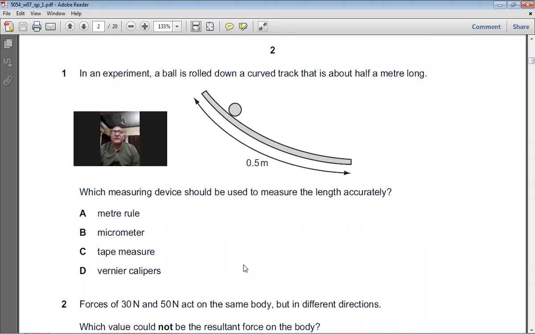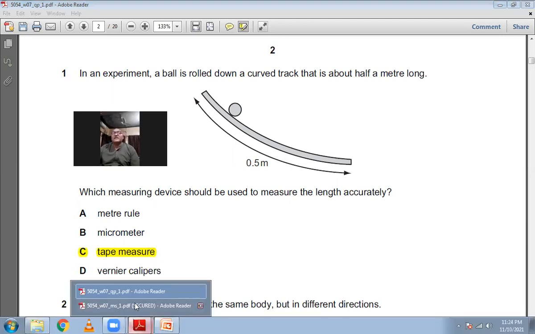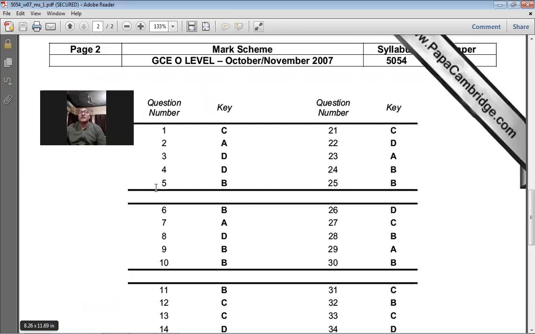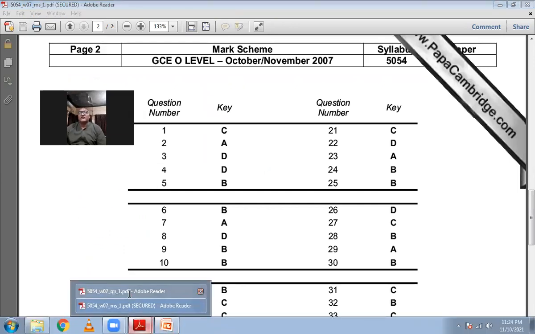In an experiment, a ball is rolled down a curved track that is about half a meter long. Which measuring device should be used to measure the length accurately? Because this is a curved path, you should use something which is flexible. So the tape measure will be the best option, I think. My opinion is the tape measure is the best thing to measure the length of this track, because this track is curved. So we should use something which is flexible. So I think question number 1, C is the choice. Let's check the answer. Question number 1, C is the choice.